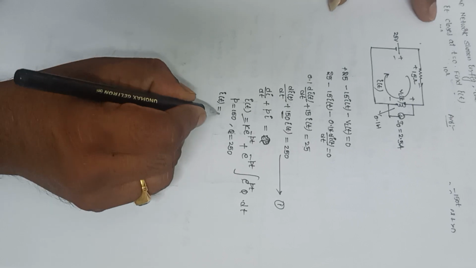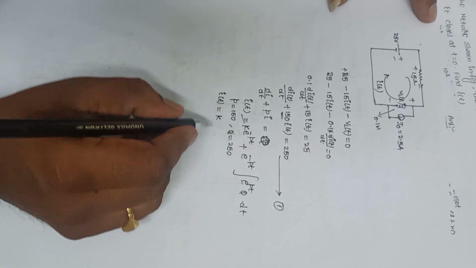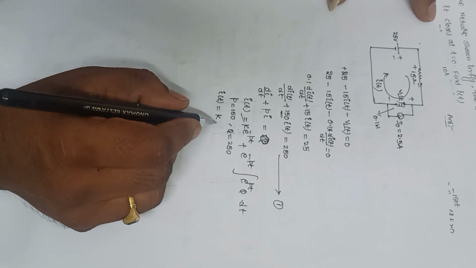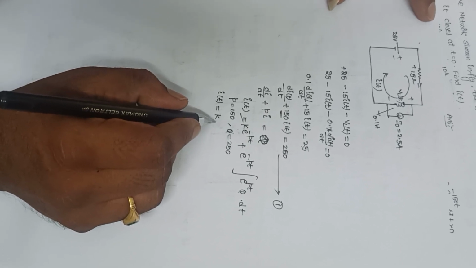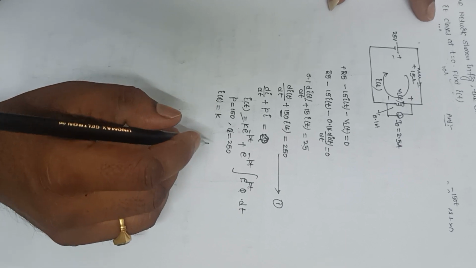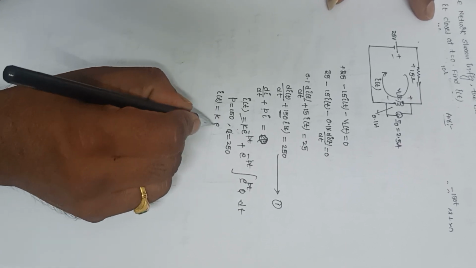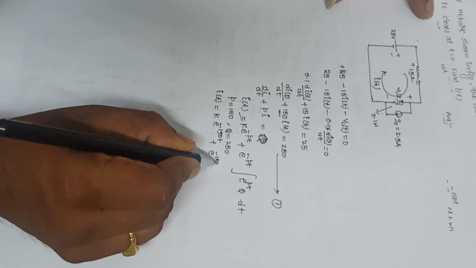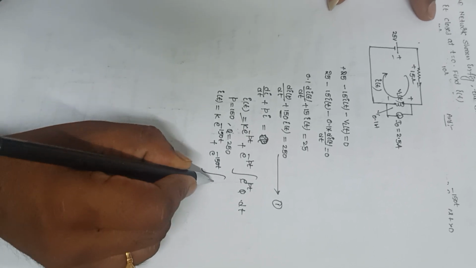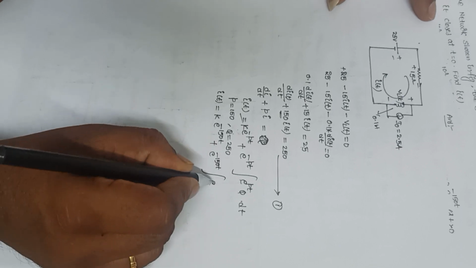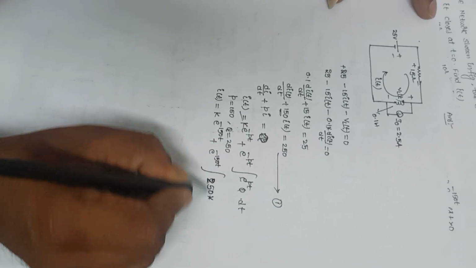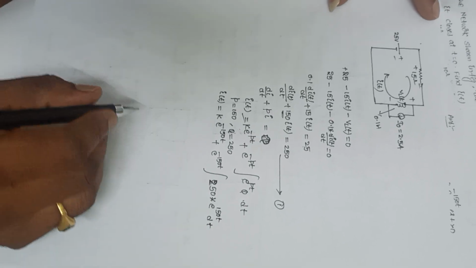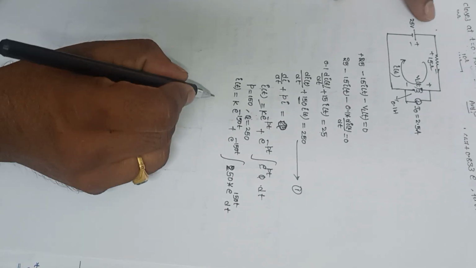I of t is equal to k into e power minus 150t plus e power minus 150t integral e power 150t into 250 dt. Here k is an arbitrary constant; we can get its value by using the initial conditions, that means by substituting t is equal to 0 in this expression. So this is the expression.